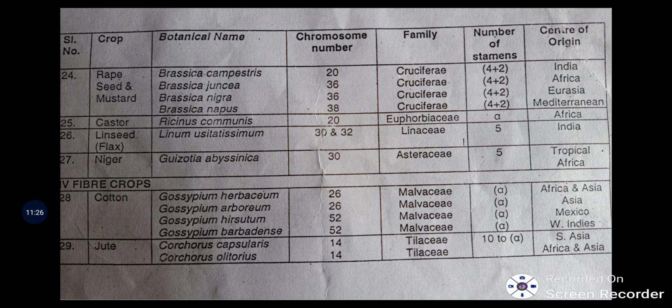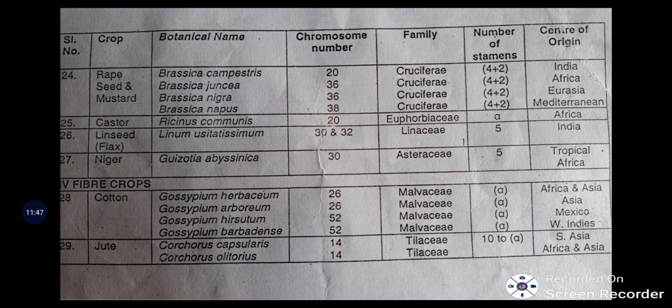Gossypium arboreum having chromosome number 26. Then Asia is the origin. Arboreum is called as Asiatic cotton and herbaceum is known as African cotton. Hirsutum belongs to Mexico, or it originated in Mexico, and barbadense belongs to West Indies.